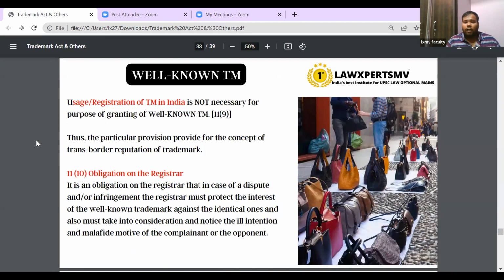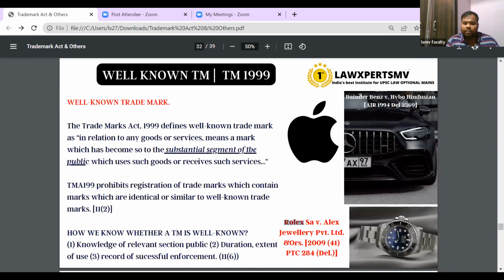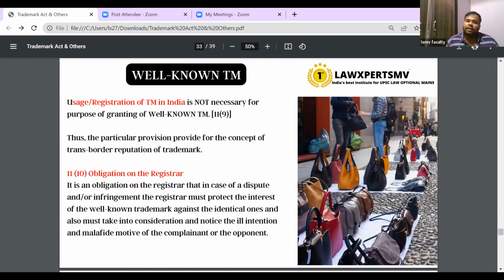Another interesting aspect of a well-known trademark is that it is not necessary that the trademark is being used in India. It can be that it has never been used in India. Say for example, if the Apple iPhone is not manufactured in India or not sold in India, this manufacturer, by giving these facts, if he is able to satisfy these guidelines, can get the certificate of well-known trademark. Basically, the usage or registration of a trademark in India is not necessary for getting well-known trademark status. So basically, it is giving trans-border reputation to the trademark. If it was successfully enforced everywhere, you can understand that it is a well-known trademark.